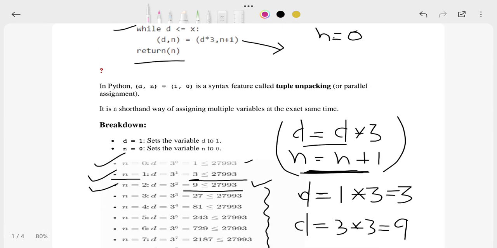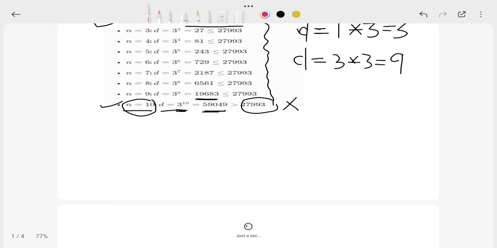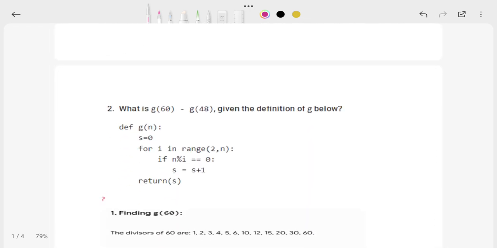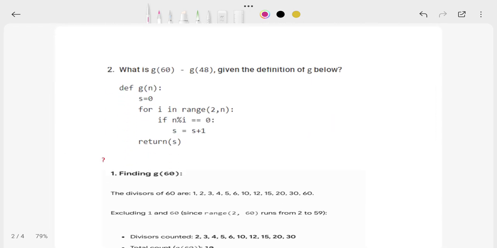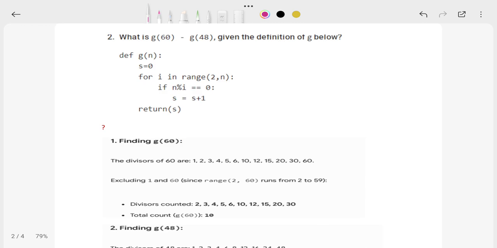Now we are going to the next question. So what is the next question? Next question they asked: what is g? G is a function, and g of 60 minus g of 48 for the given function. Okay, so now your function is def g of n, with these values 60 and 48.